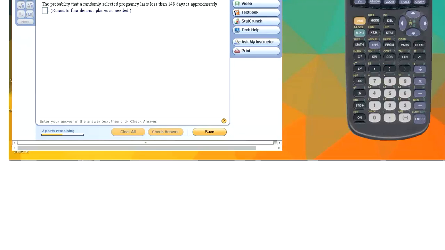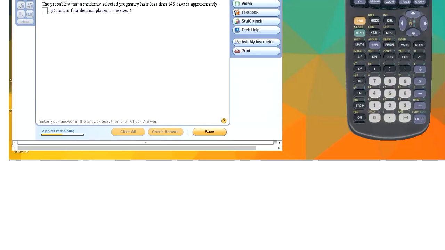Okay, so now we have, let's see, suppose the length of pregnancies of a certain animal are approximately normally distributed with a mean of 151 and a standard deviation of sigma equals 8 days. So the probability that a randomly selected pregnancy lasts less than 148.